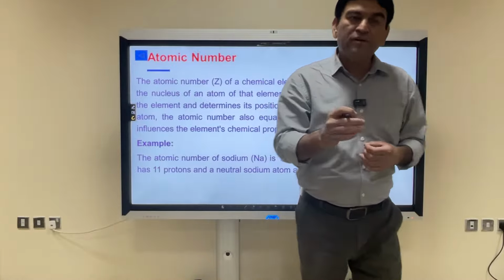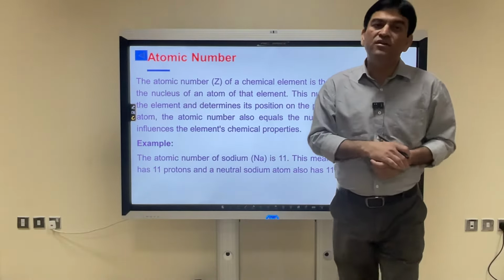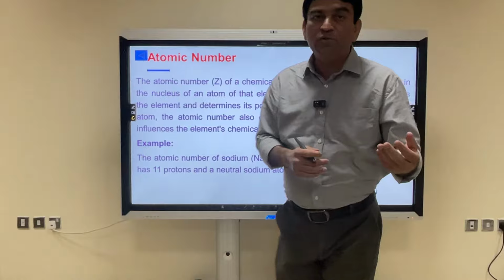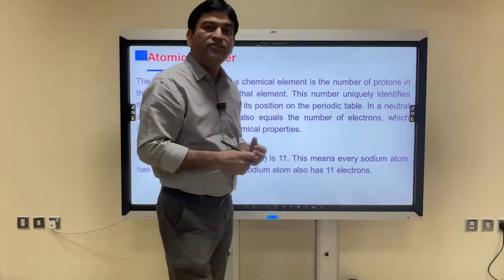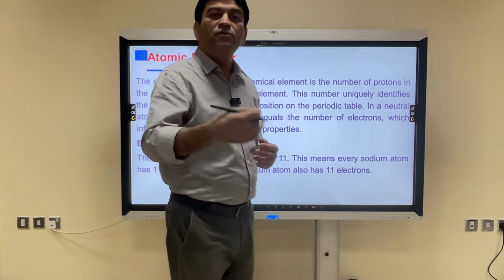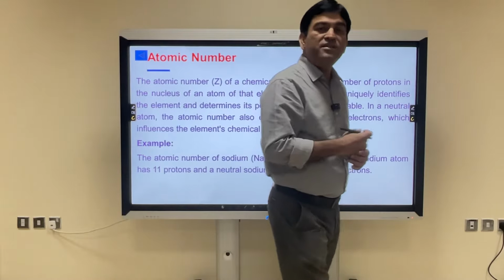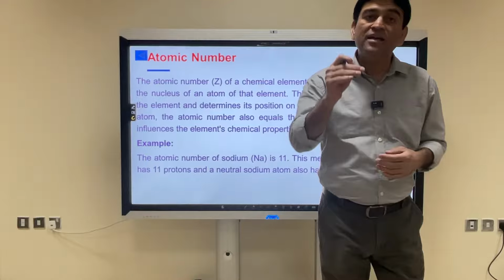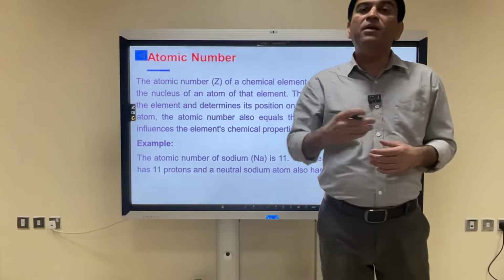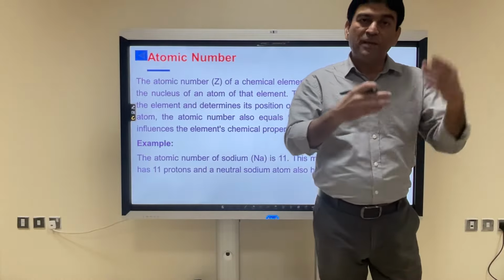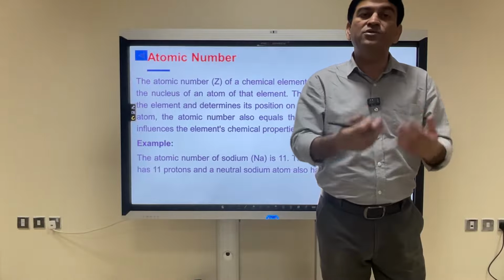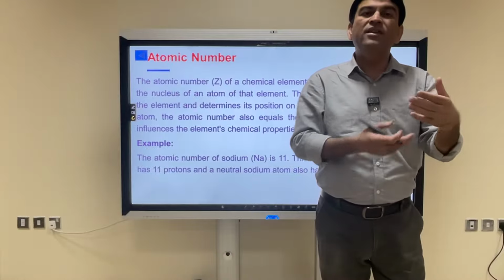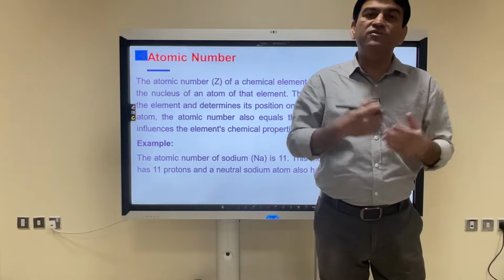So atomic number is the number of protons or electrons in a neutral atom. So usually if I say the atomic number of chlorine is 17, it means it has 17 electrons and 17 protons. It means it has plus 17 charge and minus 17 charge. Since the atom is electrically neutral in nature, plus 17 and minus 17 will annul each other and the net charge will be 0.